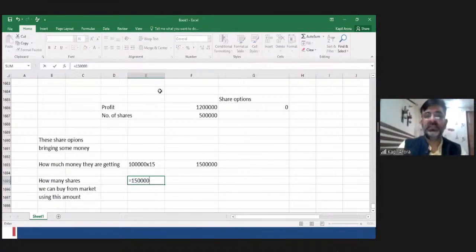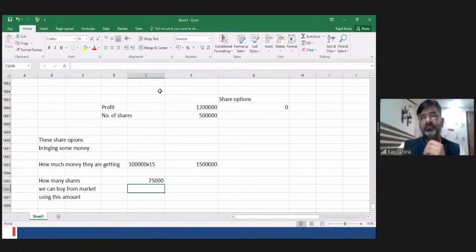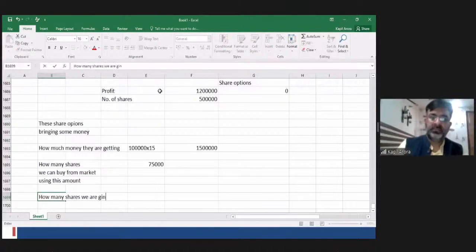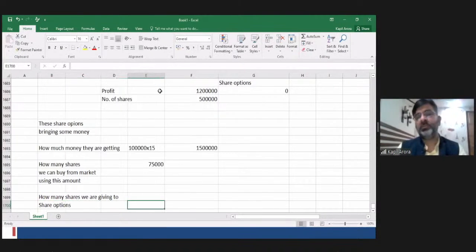15 lakh is the amount we are getting. What is the value of each and every share in the market? Market price of the share is 20. So we can only get 75,000 shares. But how many shares are we giving as share options to these option shareholders?